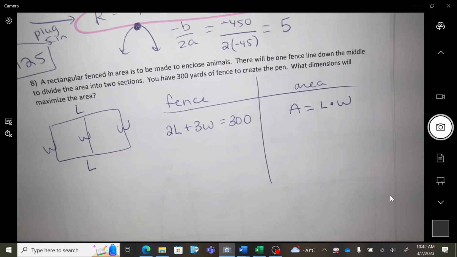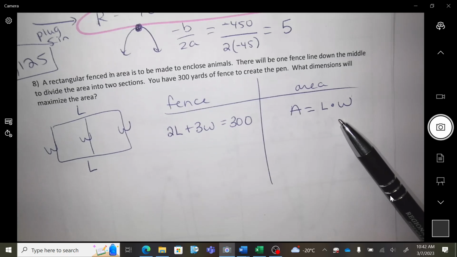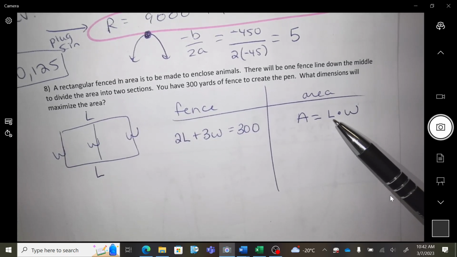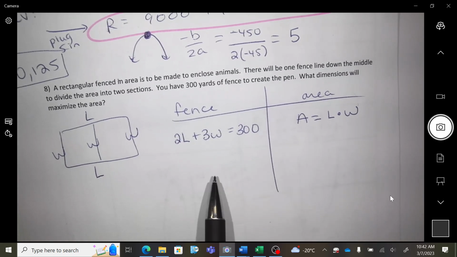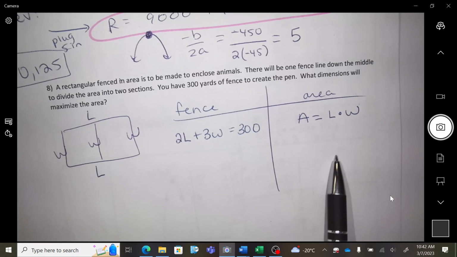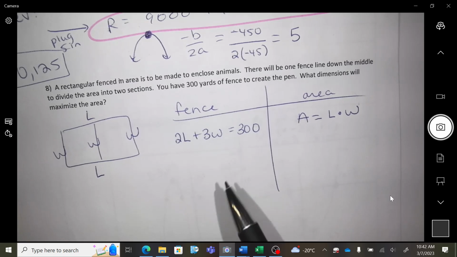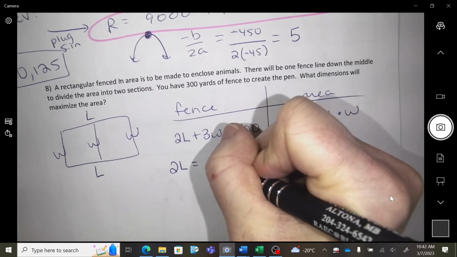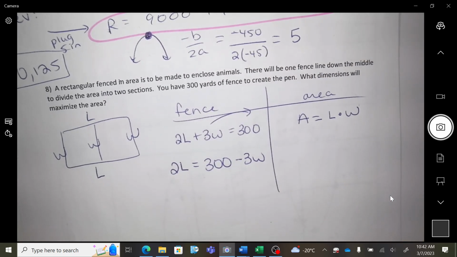So now, this is going to be my quadratic, because area is x squared, right? Area is squared. Quadratic, but I can't have a quadratic that involves 2 letters. So I need some kind of substitution to go in. Which one do you want to solve for? The L or the W? L, I always pick the one that's the fewer. So 2L equals 300 minus 3W. That's my first algebra move.